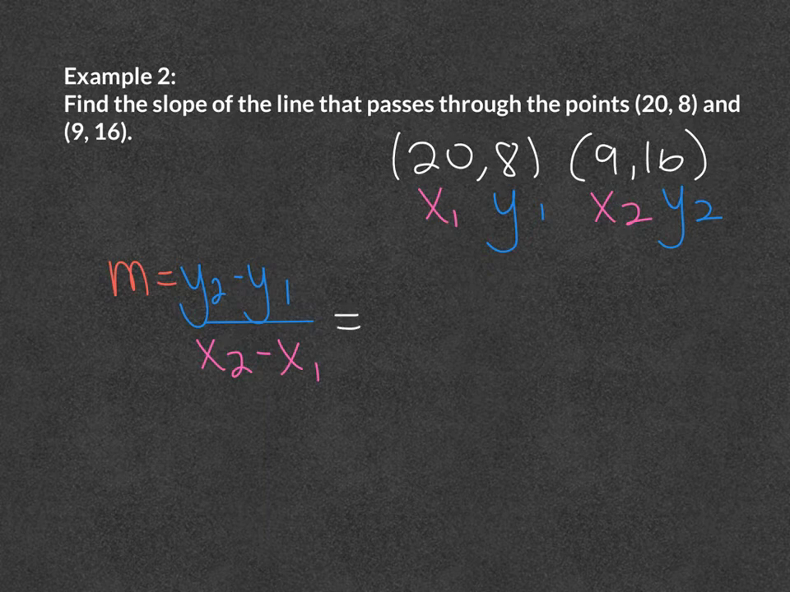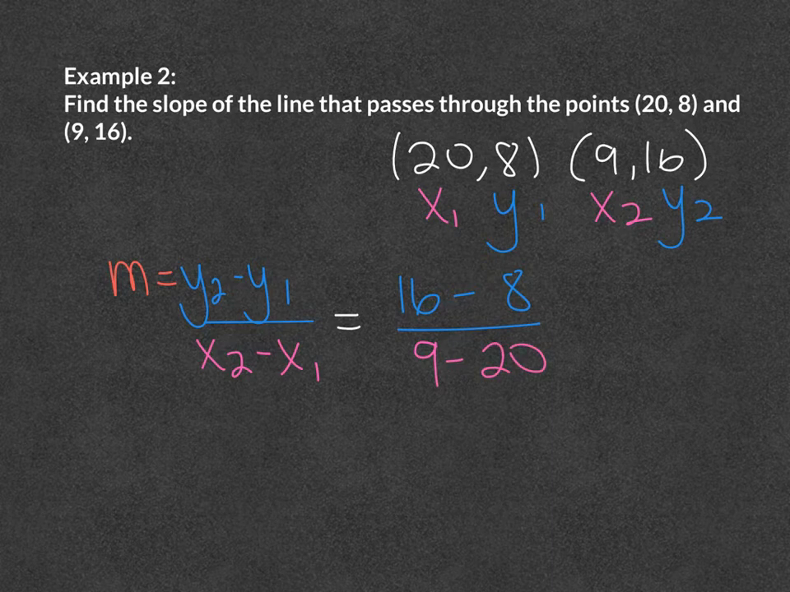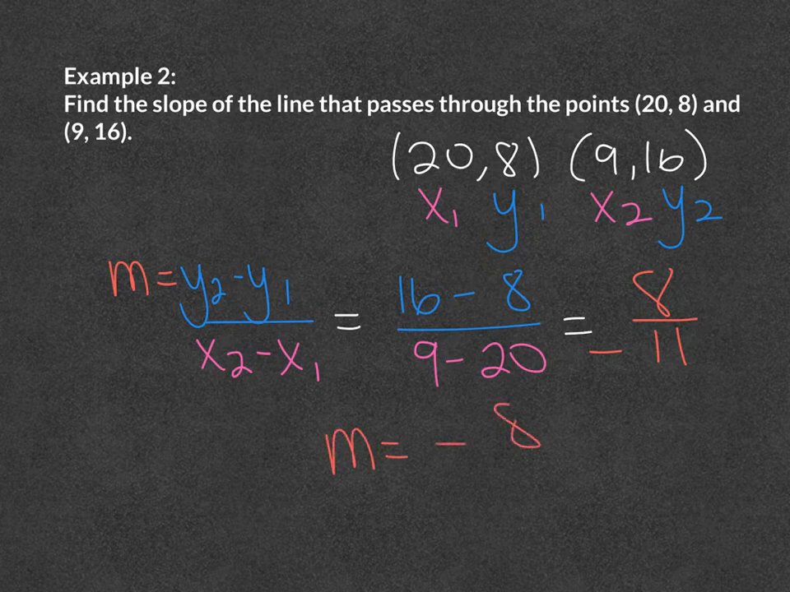Now I'm going to plug in my points into the formula. So y sub 2 is 16 minus y sub 1 is 8 all over x sub 2, which is 9, minus x sub 1, which is 20. So 16 minus 8 will give me 8. 9 minus 20 will give me -11. So my answer for slope is m equals -8 over 11.